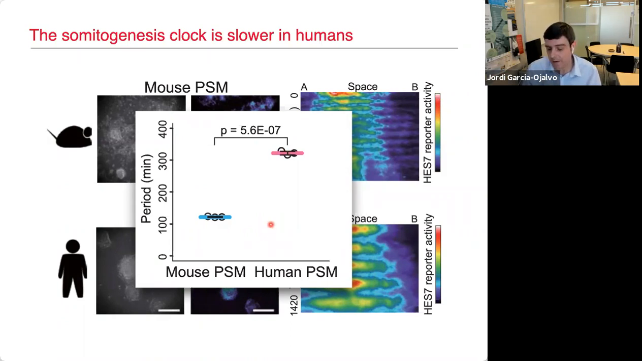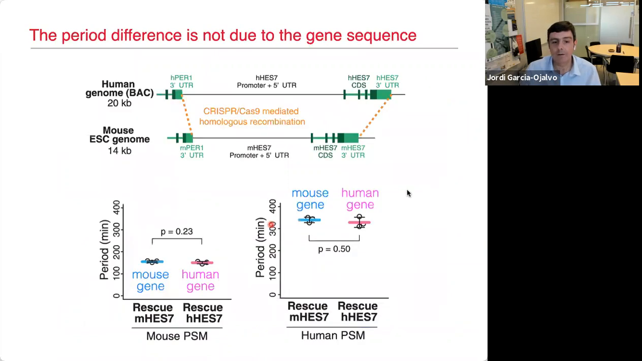For instance, one possibility could be coming from the gene itself. This HES7 gene is different in humans and mice, okay? This is just a picture. This is the human genome. This would be the mouse genome. And here you have the human HES7 gene and the mouse HES7 gene. And in fact, they are different genes. So they have different sequences. And the question would be, okay, maybe it is the sequence. Maybe it is the specific gene that produces this difference in timescales, but that's not the case.